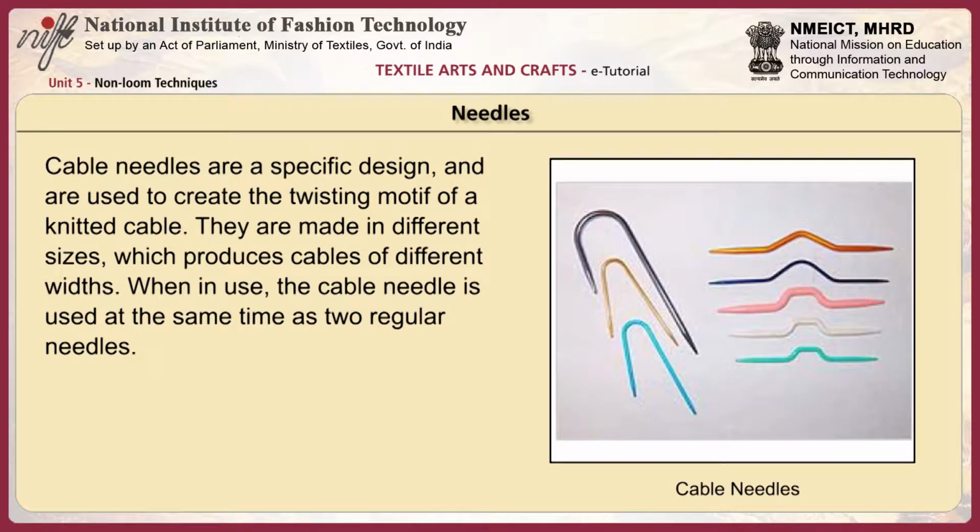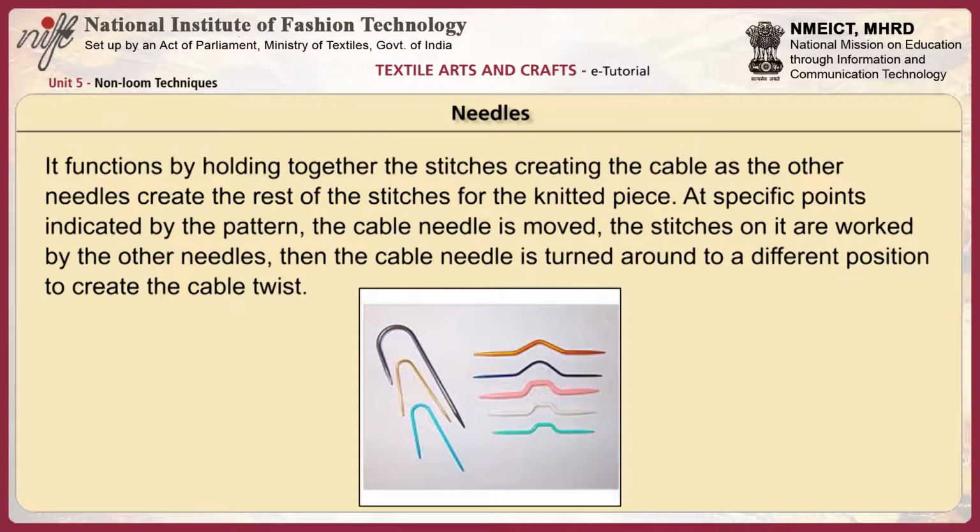Cable needles are a specific design and are used to create the twisting motif of the knitted cable. They are made in different sizes, which produces cables of different widths. When in use, the cable needle is used at the same time as two regular needles. It functions by holding together the stitches creating the cable as the other needles create the rest of the stitches for the knitted piece. At specific points indicated by the pattern, the cable needle is moved. The stitches on it are worked by the other needles, then the cable needle is turned around to a different position to create the cable twist.